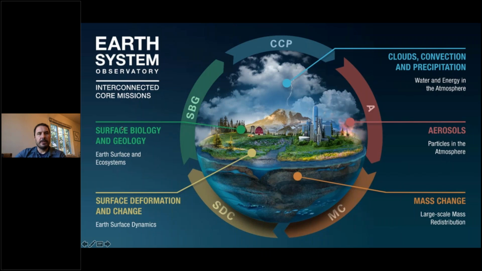The one that I'm most heavily involved with is the Surface Biology and Geology mission, which will be making hyperspectral observations of the land surface and the near coastal zone. There'll also be a thermal imager measuring land surface temperature and emissivities, as well as trace gases, mainly sulfur dioxide related to volcanic activity. Other missions in the ESO are CCP, an atmospheric LiDAR measuring aerosols and cloud condensation nuclei. There will be a mass change mission, which will be similar to the GRACE gravitational anomaly mission, and an interferometric SAR mission measuring surface geologic and to some extent vegetation structure information.